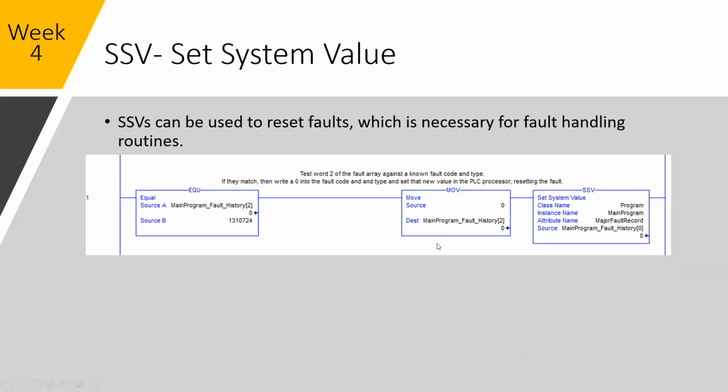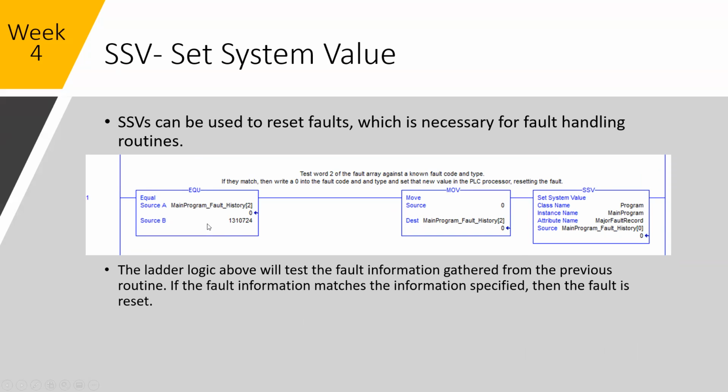Then in this rung, it will monitor that data array. And if that data array has a specific fault code, it will then write 0 into the data array. And then this will set 0 back into the fault code. And this would clear that specific fault. So the SSV clears the specific fault.